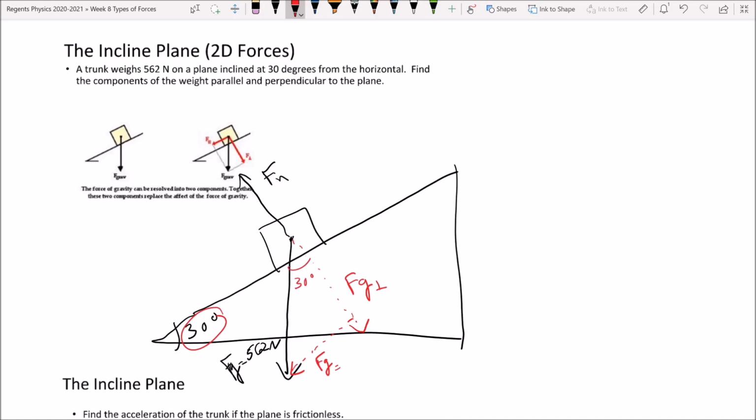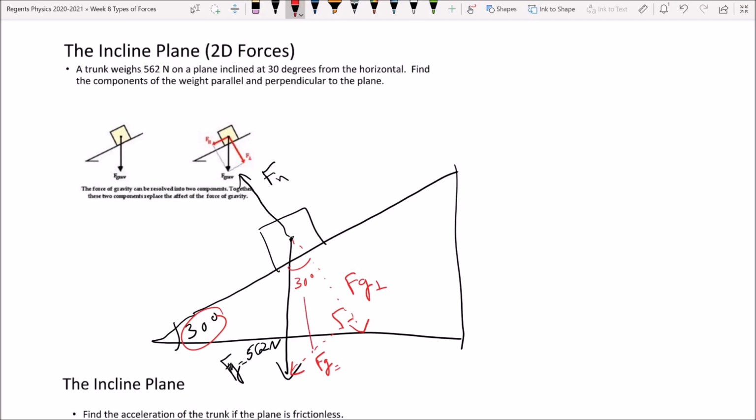And so this boils down to a right triangle where the force of gravity is the hypotenuse. I have a component that points perpendicular to my plane, and a component that points parallel to my plane. So we can solve for these two components.